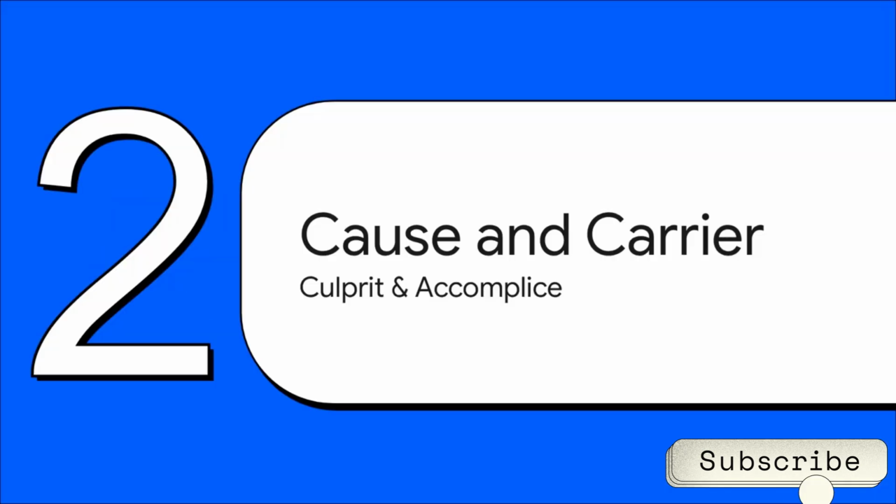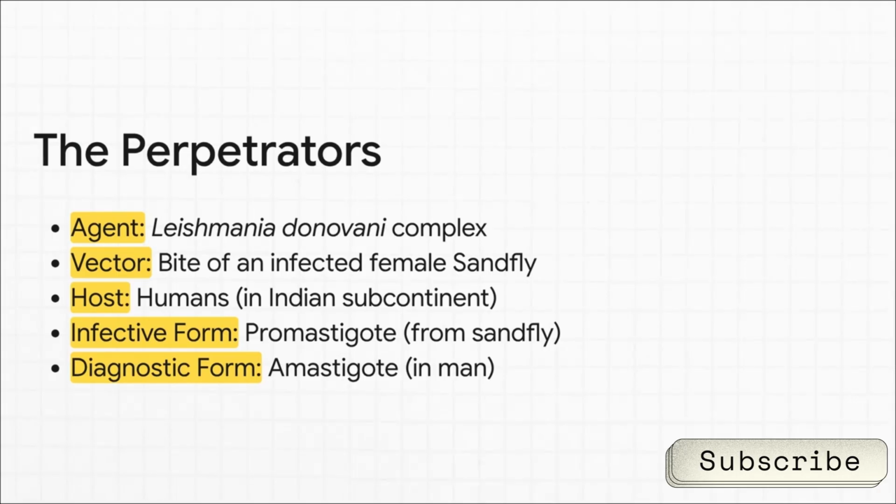Okay, on to our next section, cause and carrier. Now, you know for any infectious disease, you've got to know two things, the culprit that causes the disease and its accomplice that spreads it. Let's identify them. So, who are the perps? The main causative agent is the Leishmania donovani complex. And how does it get around? Through the bite of an infected female sandfly. In India, that's specifically Phlebotomus argentipes. And here's a super important point. Humans are the main reservoir here.